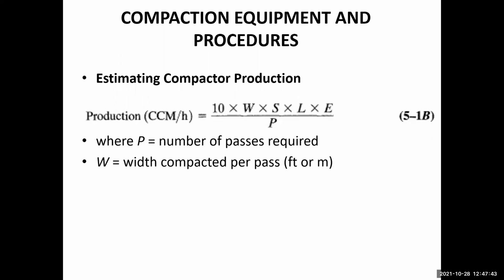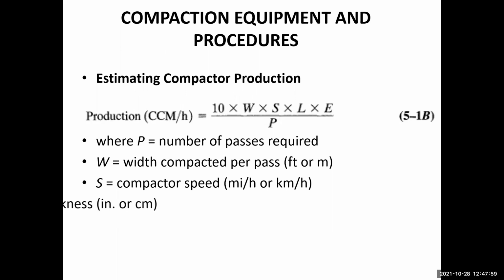By this formula, then we can determine the production of the compactor. The other parameters in this formula are S, the compactor speed, which may be given in miles per hour or kilometer per hour. But remember that this formula we can only use for the SI system of units. So for the miles or feet system of units, we have another formula. I did not put it over here.